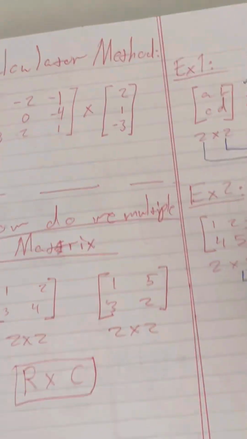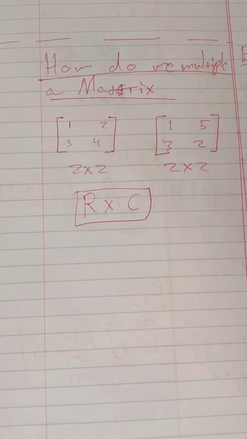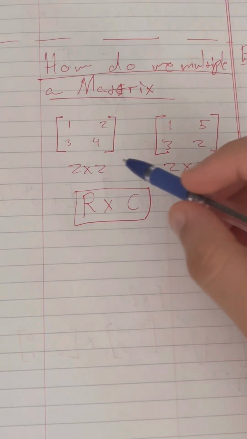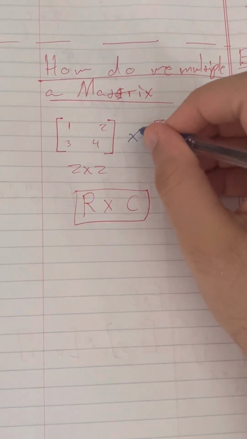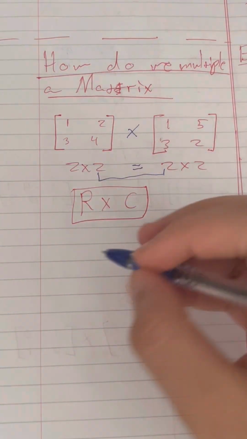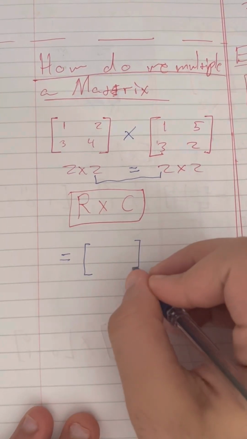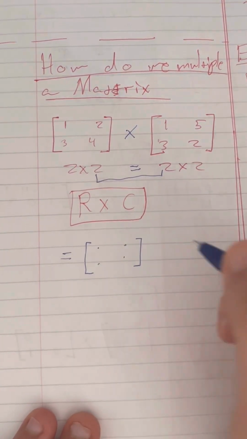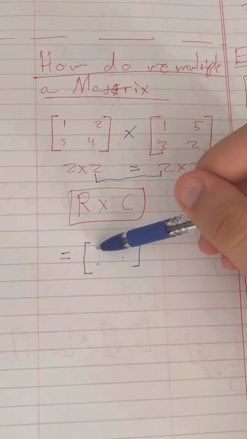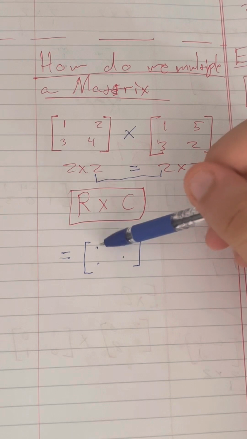Now, how do we actually multiply a matrix? Matrix multiplication basically means rows times columns. So as we said, let's say these two matrices are multiplying. They are both 2 by 2 matrices, so they can be multiplied and the answer would come out as a 2 by 2 matrix. The answer would be a matrix that would look like this: 1, 2, 3, 4, with 4 elements. So the first element, we have to identify where it's located. It's located in the first row and in the first column.